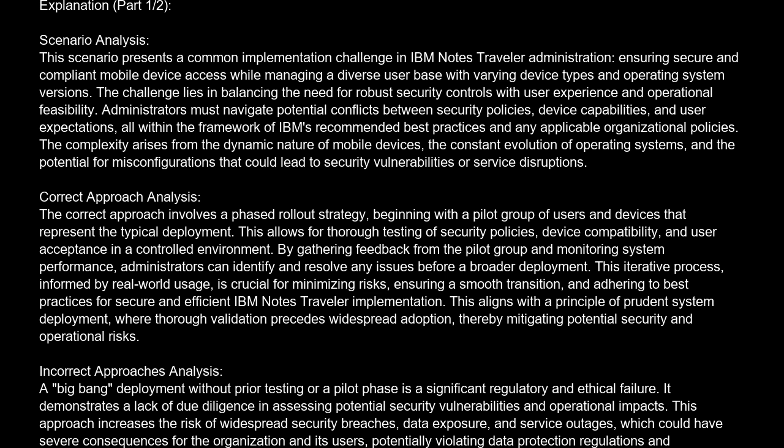The complexity arises from the dynamic nature of mobile devices, the constant evolution of operating systems, and the potential for misconfigurations that could lead to security vulnerabilities or service disruptions.